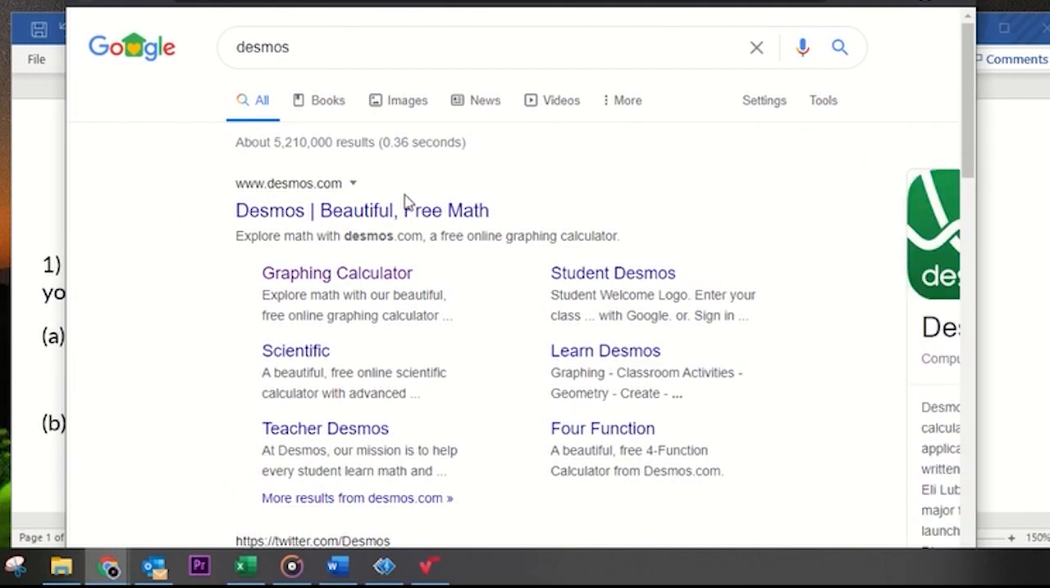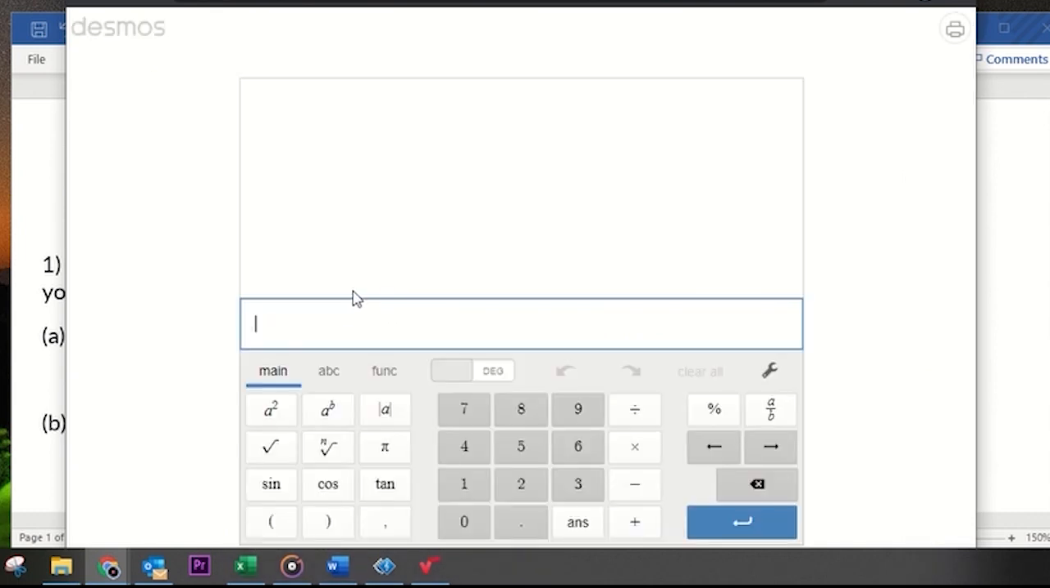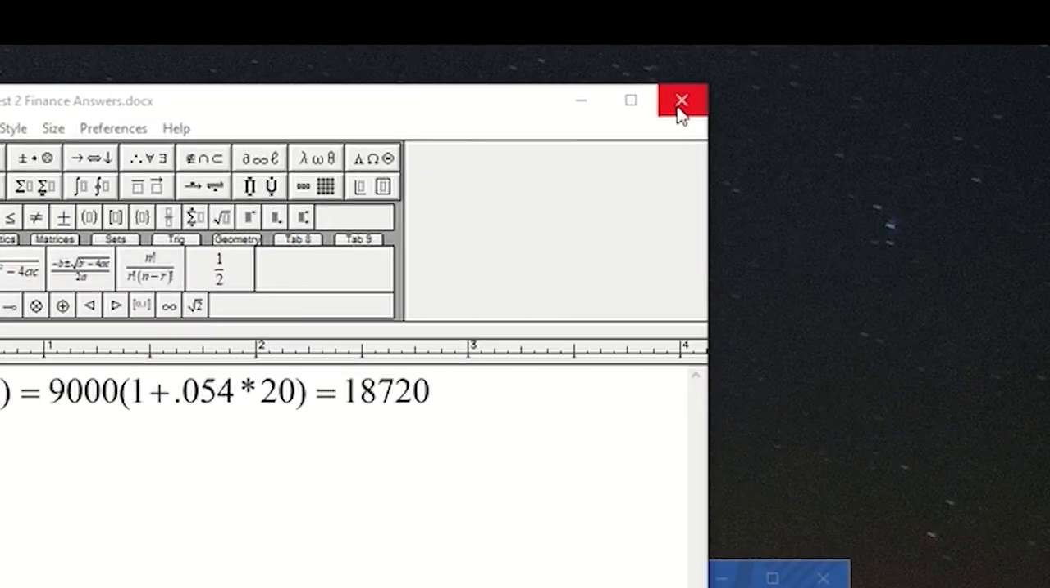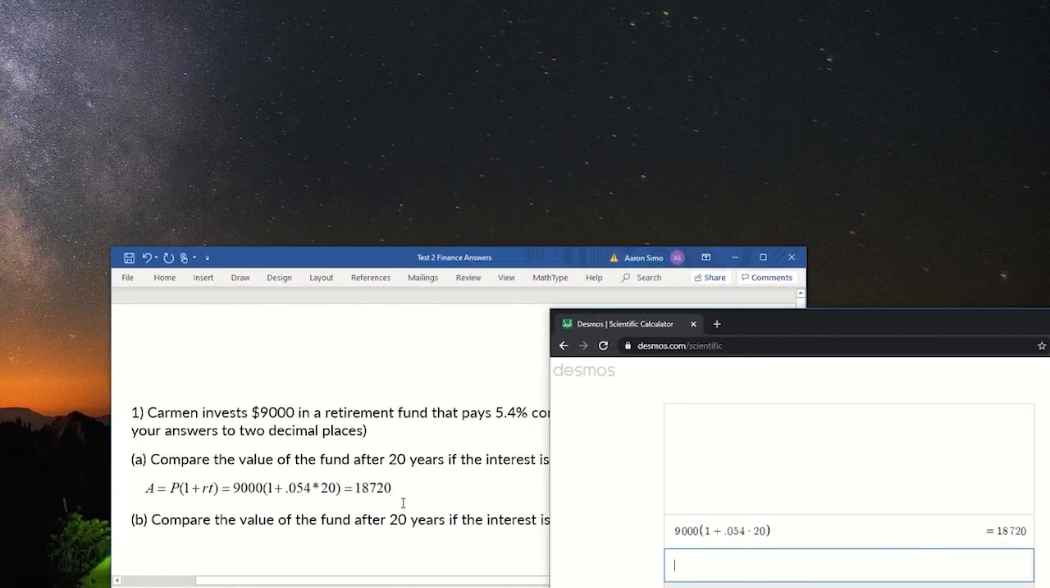Do I want a graphing calculator, or do I want a scientific? Let's try this out. It's going to get more complicated later, but 1 plus 0.054 times 20, 18,720. Alright, 18,720. There's your answer. When you finish, you're just going to press the X button and it will throw it in there for you. There you go.